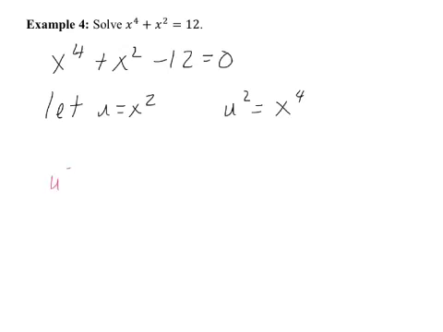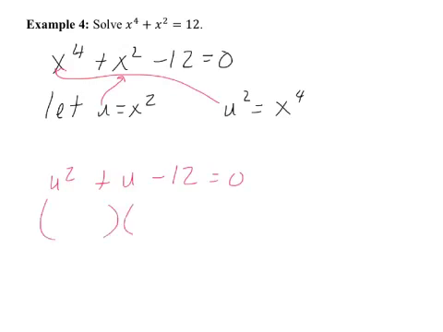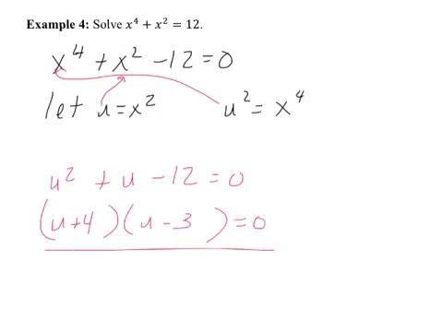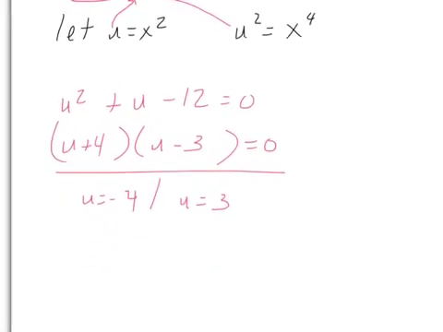This equation becomes u squared, because that goes in for x to the 4th. And this u goes in for x squared here. So u squared plus u minus 12 equals 0. Well, this becomes u plus 4 and u minus 3 equals 0. Solving these, we get u equals negative 4 and u equals positive 3. Well, u is defined as x squared back up here at the top, so we can say that x squared equals negative 4 and x squared equals 3.